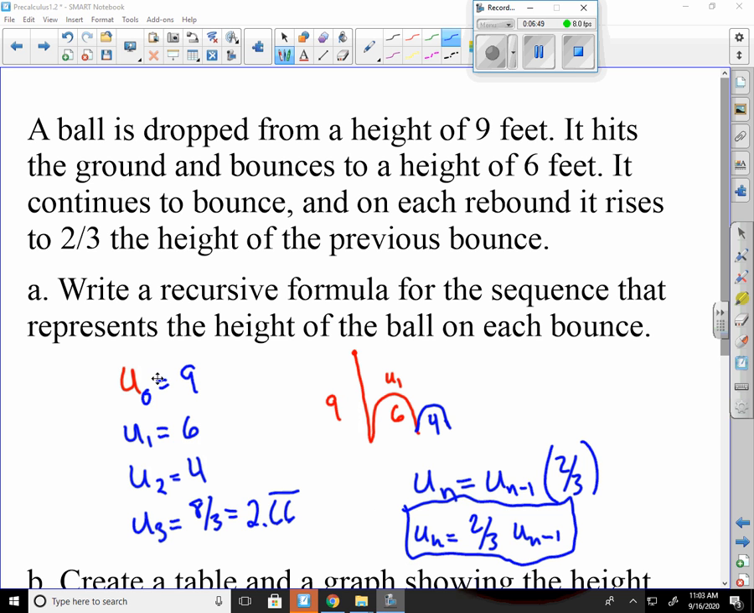Now, because I've numbered this in U sub 0 form, if I'm trying to find U sub 1, that would be equal to 2/3 of U sub 0. I actually have a U sub 0 here, so I don't have to put any restrictions on this. 2/3 of 9 gives me 6. That's how I would come up with my first bounce.